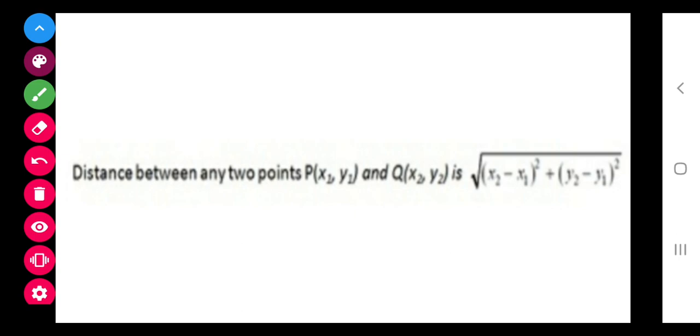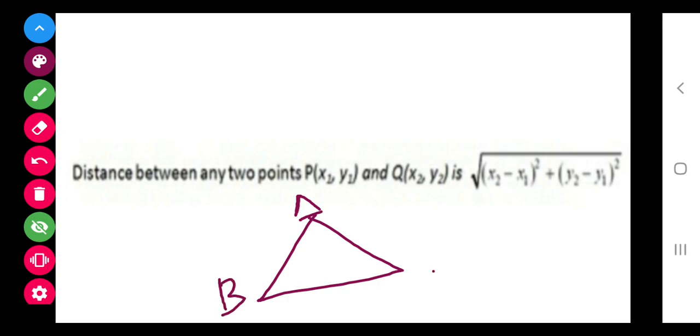Suppose I am having a triangle and I want to show it as an equilateral triangle. Then I will find AB, AC and BC. If all three sides are equal, then it is an equilateral triangle. If any two sides are equal, then it is an isosceles triangle. If no side is equal, then it is a scalene triangle.